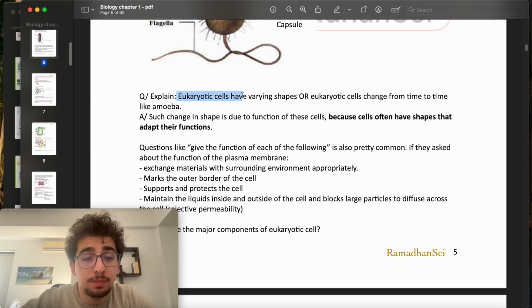If they tell you explain, or just explain, eukaryotic cells have varying shapes, or eukaryotic cells change shape from time to time like amoeba. Because they change in shape due to the function of these cells. Okay, so cells often have shapes that adapt their function. So the shape changes according to the function of that cell.